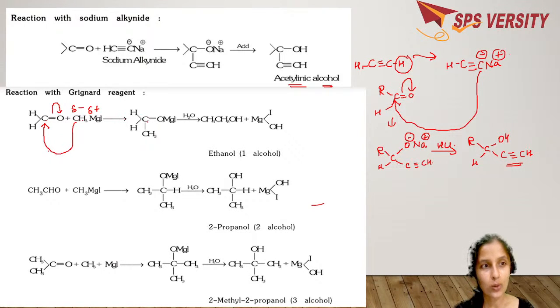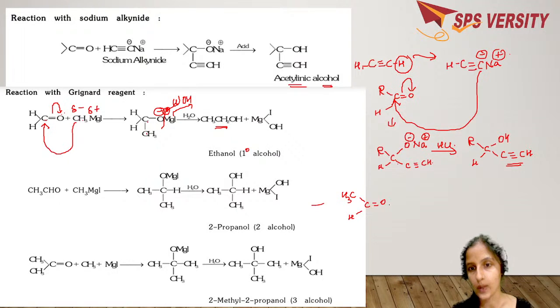So this CH3 goes and attacks this carbon and this bond shifts. So this gets some negative charge, and the MgI attaches to the negative charge. So this is negative, this is now positive. On hydrolysis, say hydrolysis is nothing but you add H and OH, H will go with this and MgI will go with OH, resulting in the formation of CH3CH2OH, that is a primary alcohol, and MgIOH.